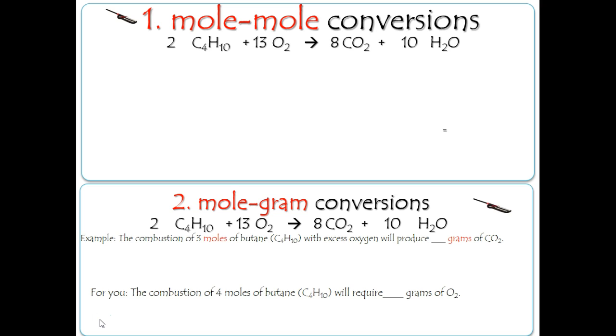So just imagine that you're burning some butane. We've got a balanced chemical equation already laid out for you here. And the question asks, given that these things are all equivalent, right? 2 moles of butane is equivalent to 13 moles of oxygen, etc. Just like that. Let's solve a problem.